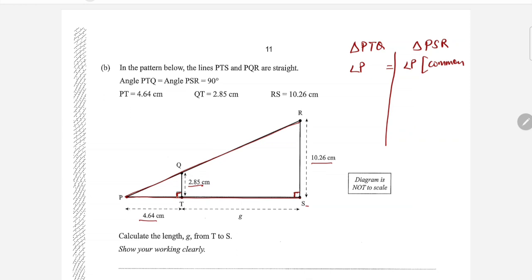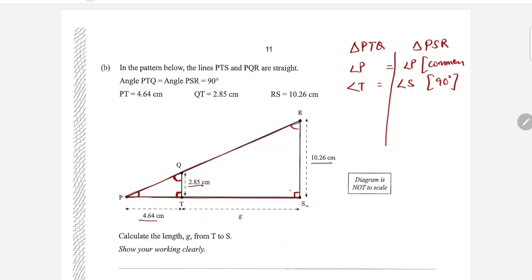Angle T here and angle S. Angle T is equal to angle S, which is 90 degrees, given to us. So if two angles are the same, the third angle on the top should also be the same, right? 180 degree rule. Let us suppose that is 20 and 90 is 110, this angle is going to be 180 minus 110, which is 70 degrees.